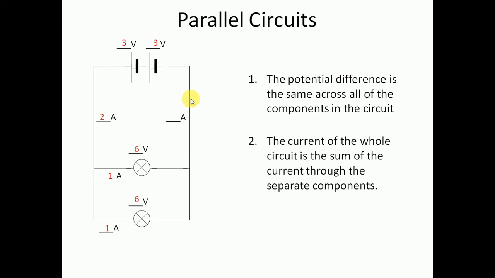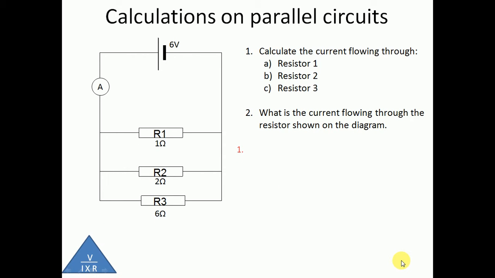Okay then, so let's have a look at a question that they may ask you in your exam. So we've got here calculations on parallel circuits. So you can see here that we have 3 resistors. Now this time these resistors are wired in parallel because each component is wired in a different loop, and the electrons can take different routes through the components. So number 1, calculate the current flowing through resistor 1.